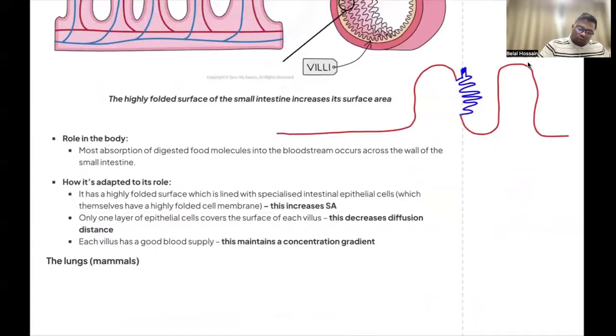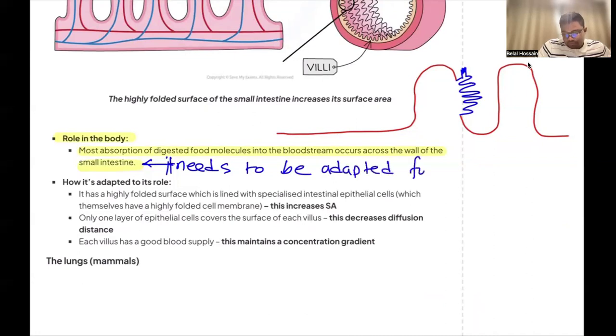Okay. So, role of this particular place in our body. Role: most absorption of digested food molecules into the bloodstream occurs across the wall of the small intestine. So the small intestine needs to be adapted. It needs to be adapted for faster diffusion. Okay. How is it adapted to its role?